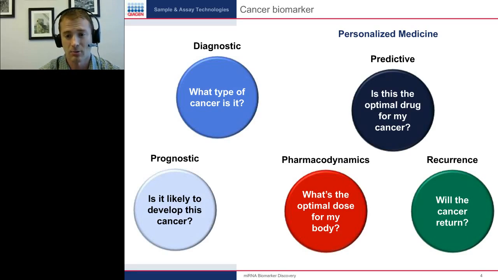Also, and in the realm of collectively personalized medicine, a cancer biomarker can be predictive, it can be a pharmacodynamic, or it can be a recurrence biomarker, answering the questions, is this the optimal drug for my cancer? What's the optimal dose for my body? And will this cancer return? And I lump these in personalized medicine simply because in response to both the tumor, in addition to responding to the tumor type and the drug, this response will also be dependent on the individual's genetic makeup.